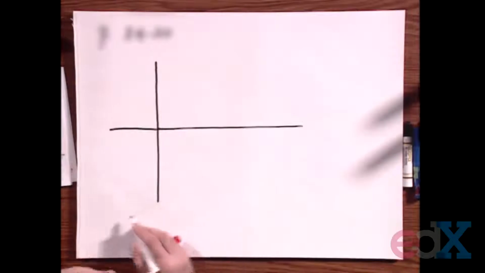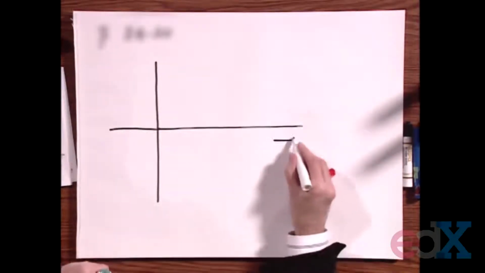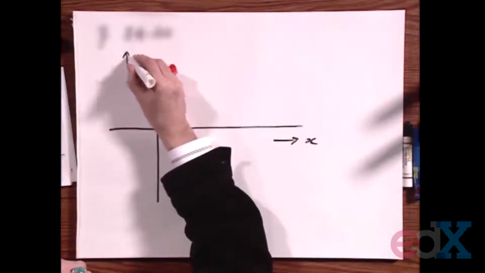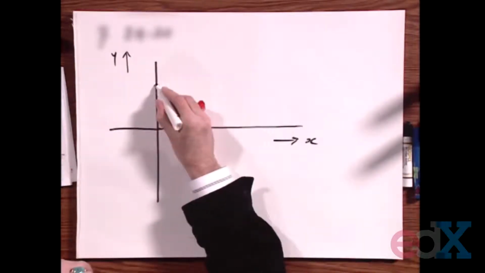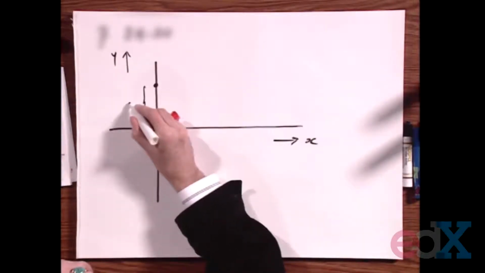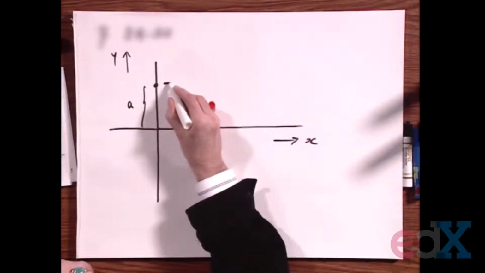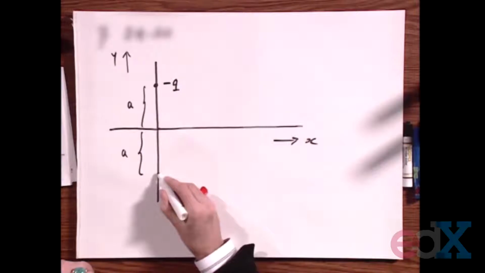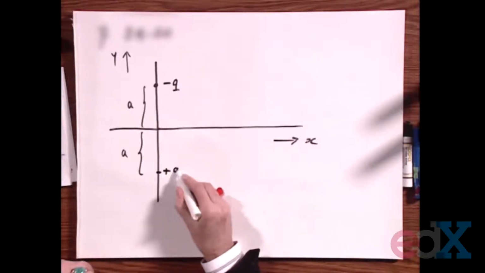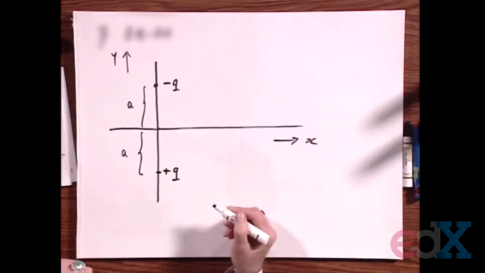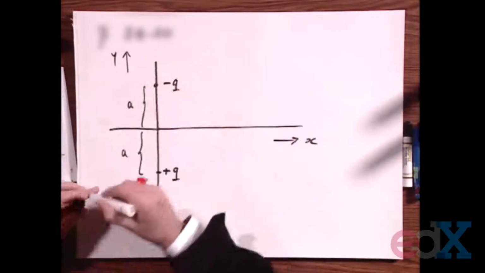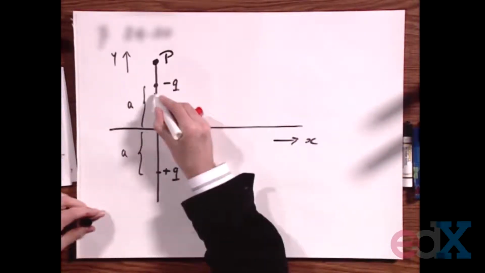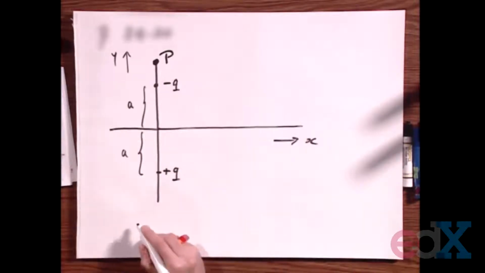I have here an x-axis, and here I have the y-axis. And here, at a distance a, y equals a, I have charge minus q. And at y equals minus a, I have plus q. And I want to know what the potential is at a point P, everywhere on the y-axis. Here, here, here, here, here, everywhere.